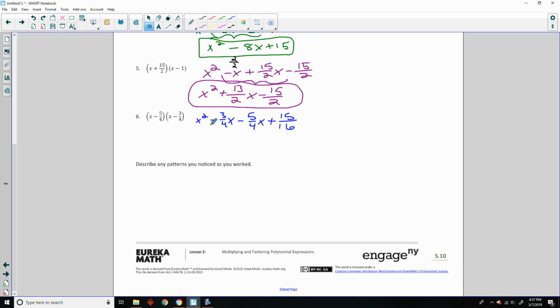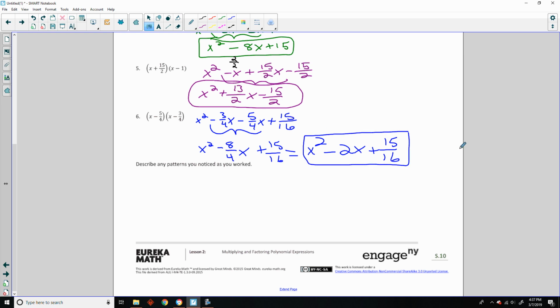Okay, combine like terms, and we end up with x squared. Negative 3/4 minus 5/4 is a negative 8/4. Negative 8/4 x plus 15/16. Now this negative 8 over 4 simplifies, so that's going to equal x squared minus 8 divided by 4, which is 2x plus 15/16. So it's x squared minus 2x plus 15/16.